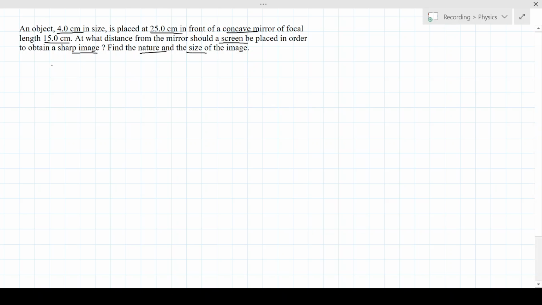So let's get started. What all is given to us? The object size is 4 cm. The object distance is 25 cm. It is minus 25 because object distance is always negative. And the focal length is 15 cm, but because it is a concave mirror, it is minus 15 cm.